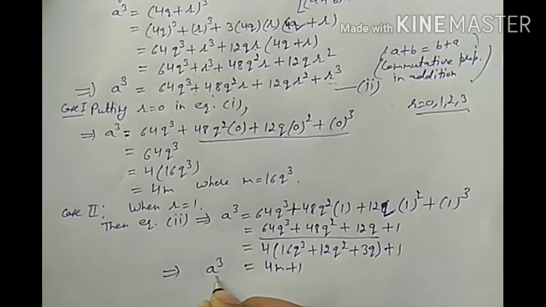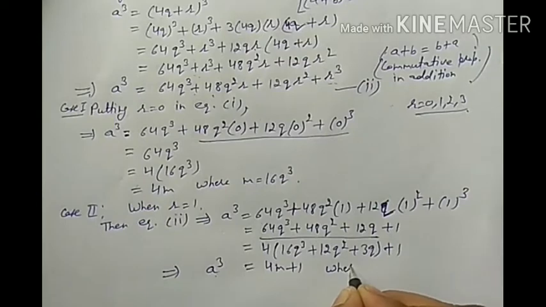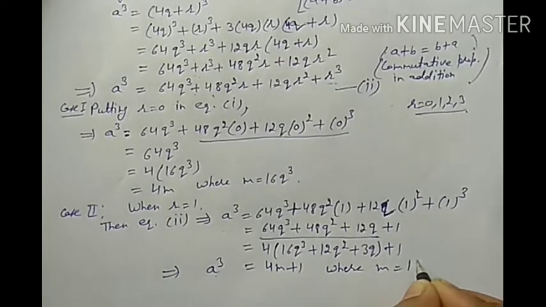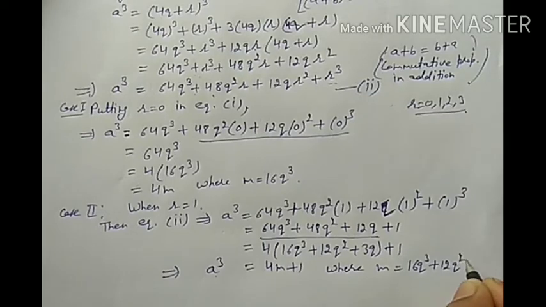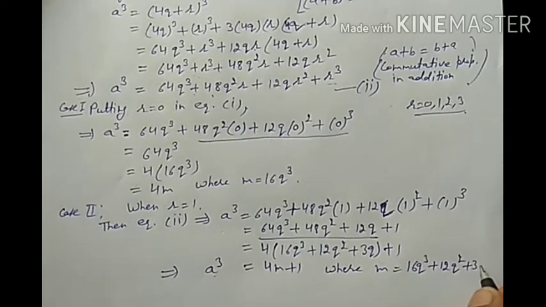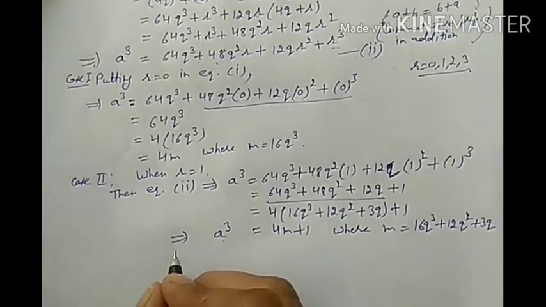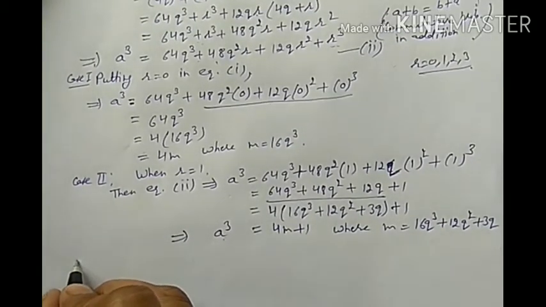So cube of any positive integer is in the form of 4m plus 1, where m is equal to 16q cube plus 12q square plus 3q. Now we will do case third.